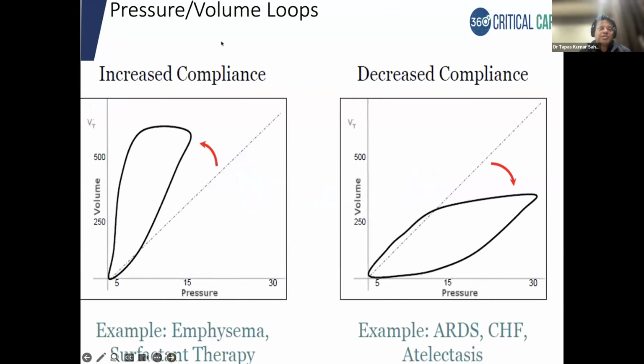Now, in this pressure volume loop, if you are getting a shift towards the left side, that means increased compliance. Examples of increased compliance are emphysema, and in the pediatric population, surfactant therapy. Now, in decreased compliance, the inspiratory phase would be descending, or it would be towards the right side. The most important ones for us are ARDS, CHF, atelectasis.